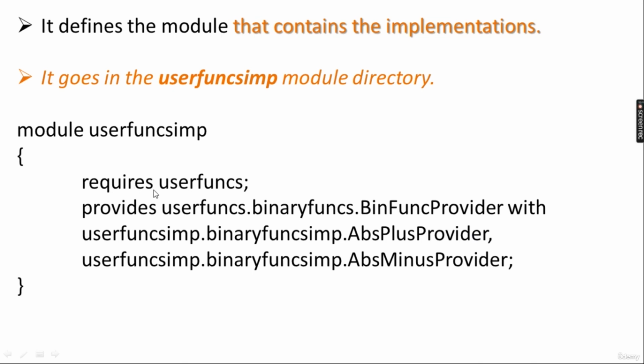So requires means that one module is dependent upon another module. Provides means it is providing a service. Which service is it providing? userfunctions.BinaryFunctionProvider with these implementation types. Two implementations are done over here. One is the absolute addition of two numbers a and b, and the second is the difference between two numbers, AbsoluteMinusProvider. userfunctionsimplementation.binaryfunctionsimplementation.AbsoluteMinusProvider.